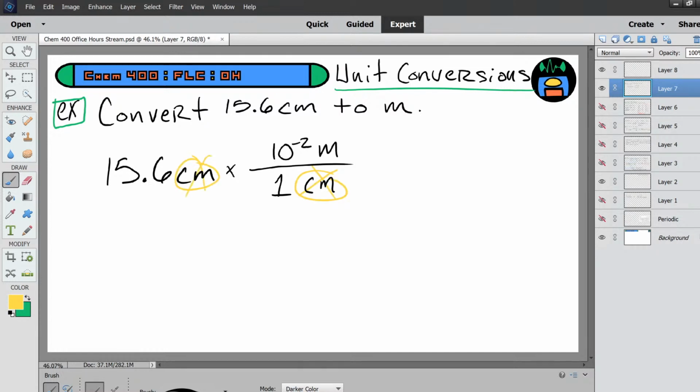Centimeters cancel. And now we multiply on through. My calculator is telling me that the answer is 0.156. We know our units are meters. And we know as far as sig figs go, we're starting with 3, so we have to end with 3 because, again, we're moving from metric unit to metric unit. So our unit conversions will never limit our significant figures. All right, let's do another example.